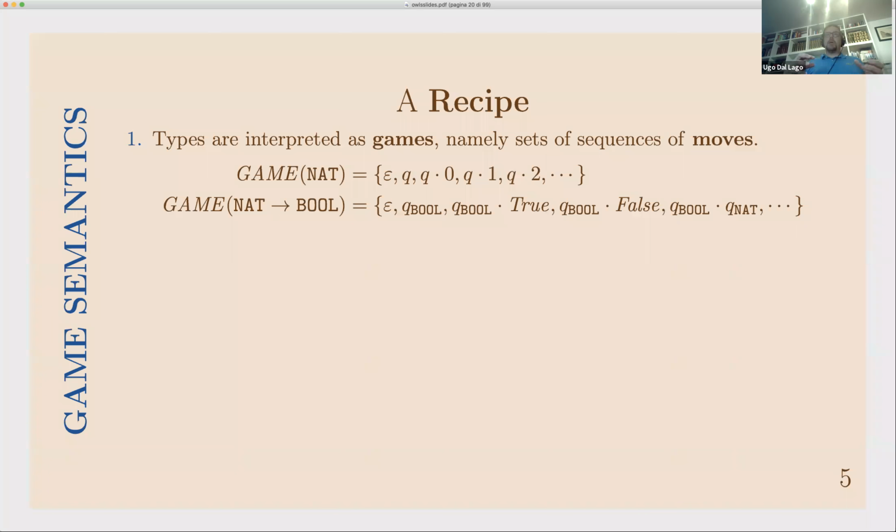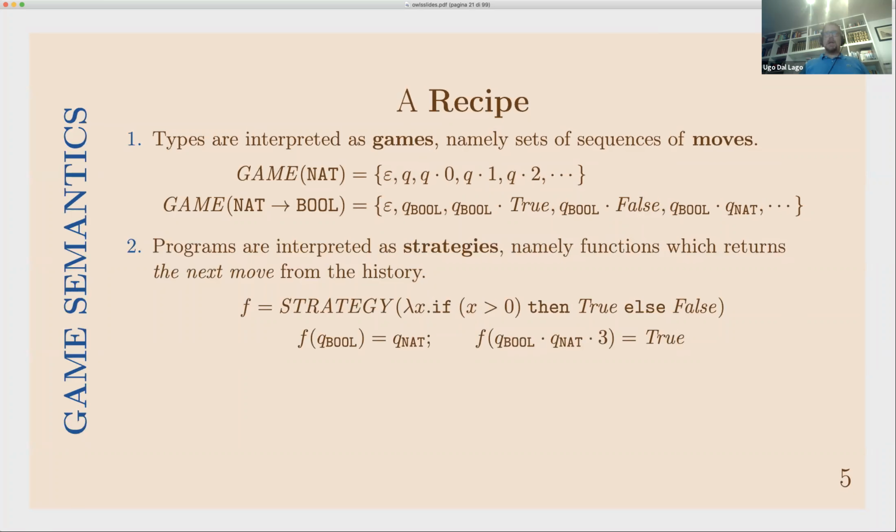And then when you want to interpret the bool type, you consider all possible ways of interacting with a term of this type: asking for the result of this type, and then replying by just true or false, or replying by asking the value of the argument, etc. Then programs are interpreted as strategies, which can be seen as functions returning the next move starting from the full history.